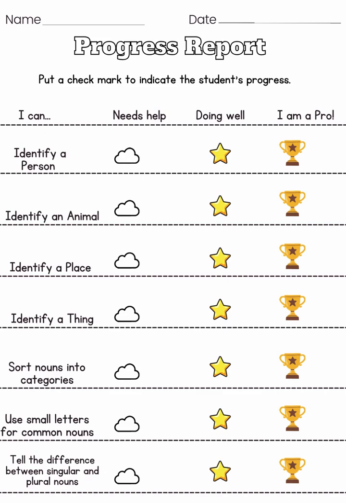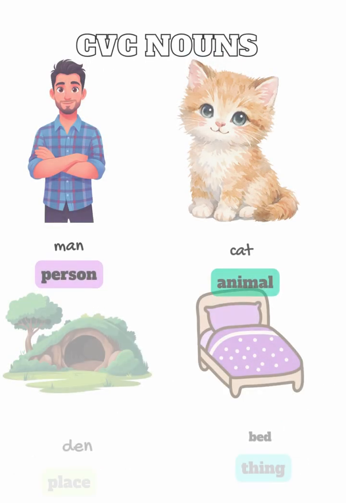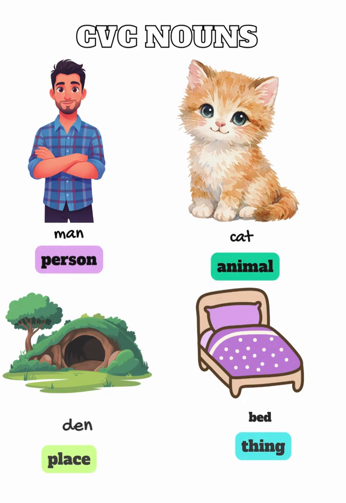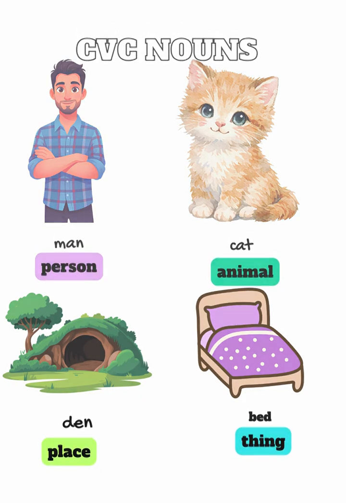Use the student progress report to assess your students to know how well they know common nouns. Begin with CVC words like man, cat, den, and bed. Keeping words short helps the child focus on the noun category rather than difficult spelling.